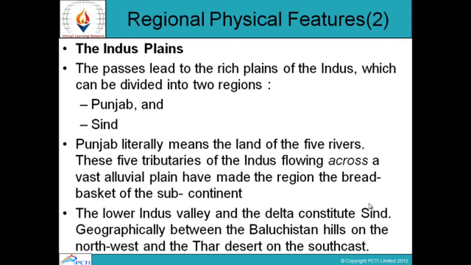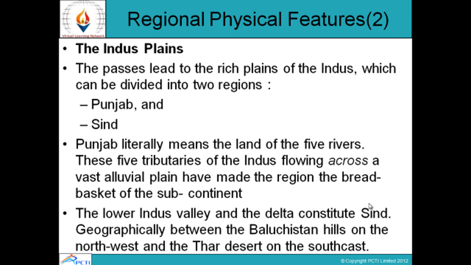The Indus Plains. The passes lead to the rich plains of the Indus, which can be divided into two regions, Punjab and Sindh. Punjab literally means the land of five rivers. These five tributaries of the Indus, flowing across a vast alluvial plain, have made the region the breadbasket of the subcontinent.